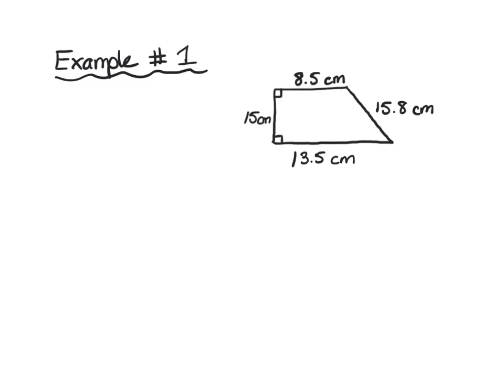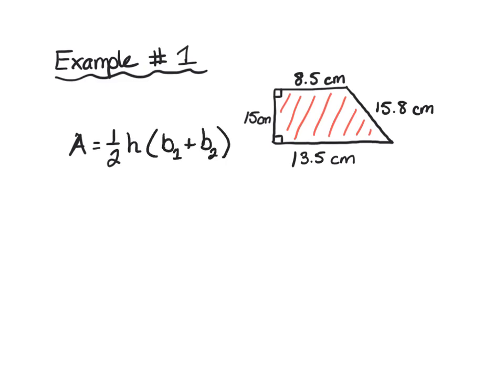Here we have example number 1. In example number 1, we are going to apply the formula we just learned for finding the area of a trapezoid. So we want to find the area. The area is this space inside the trapezoid. To do that, we're going to use the formula: area equals 1/2 the height times base 1 plus base 2. So we need to identify these three variables: height, base 1, and base 2.